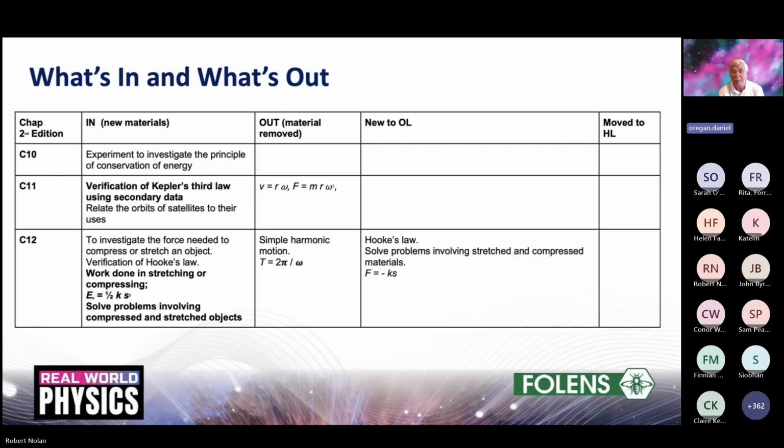Simple harmonic motion as such is gone. T is 2 pi over omega. That formula is no longer mentioned. There is, however, some reference to the pendulum to measure g, which would be included as a standalone experiment, but the theory behind it is not on the course.